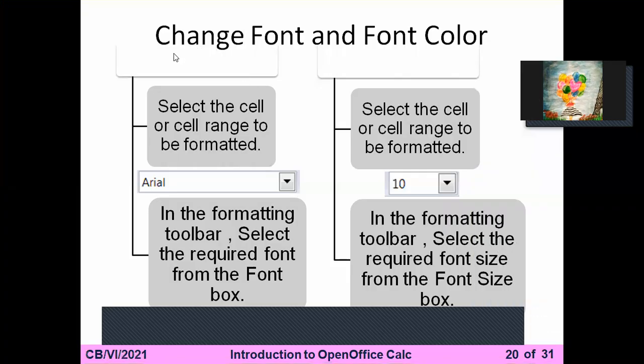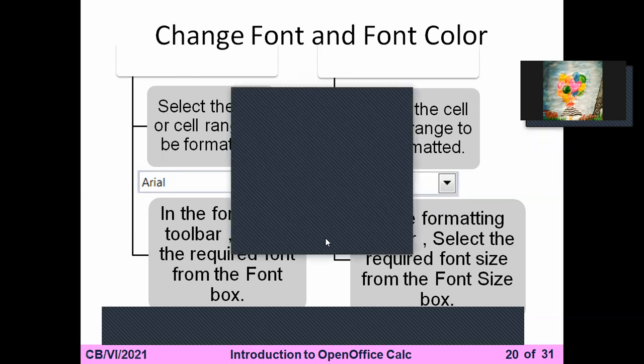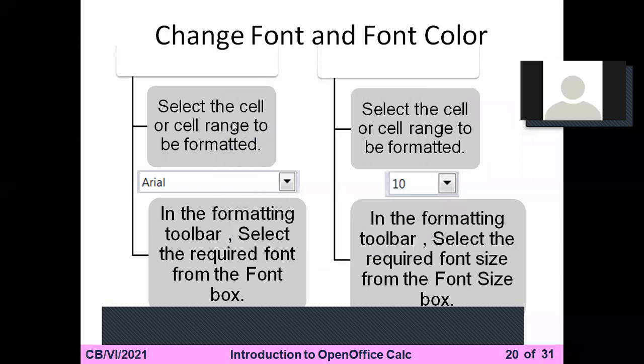First is changing the font and font color. First, what is the meaning of changing the font? For example, if you want to change the type of font, here the example given is Arial. There are many more text types available, so you choose yours and select, and you can format your font. Select the cell or cell range to be formatted. In the formatting toolbar, select the required font from the font box. So let's see the demo for that.